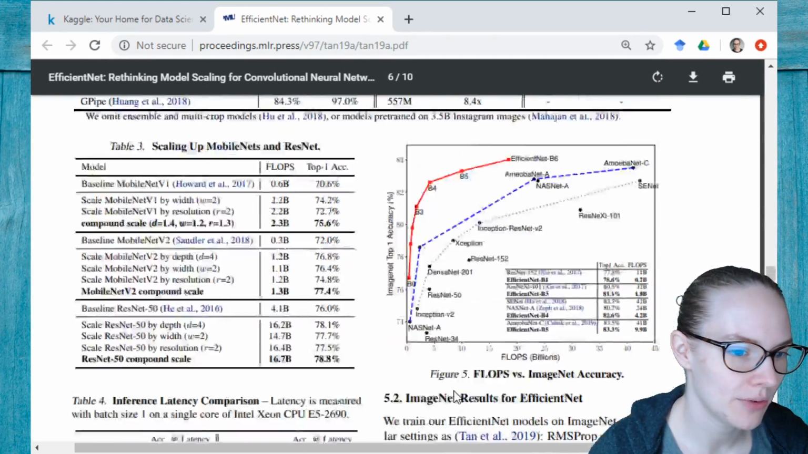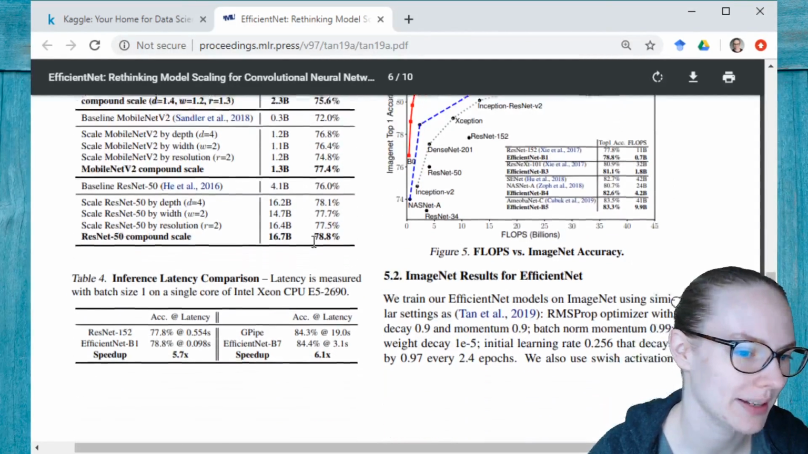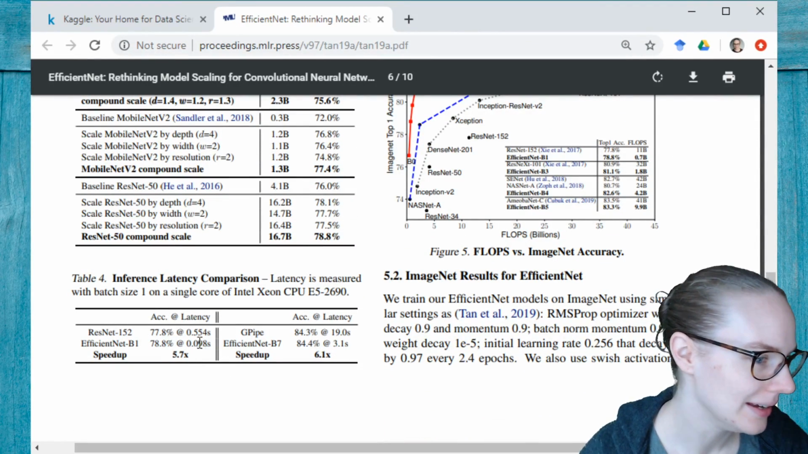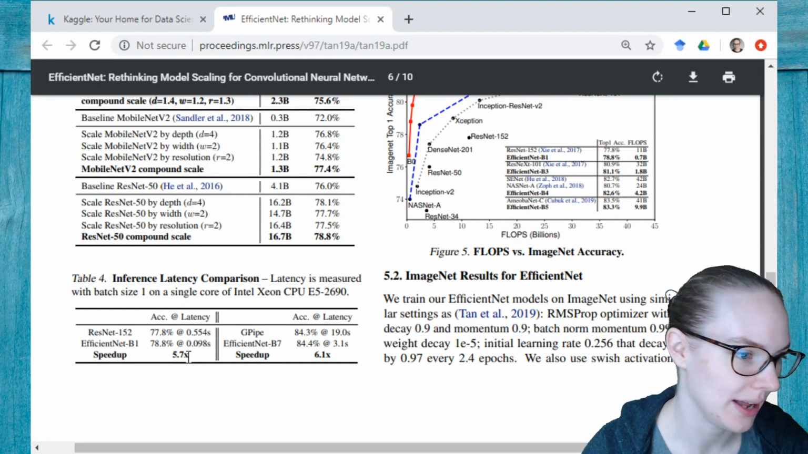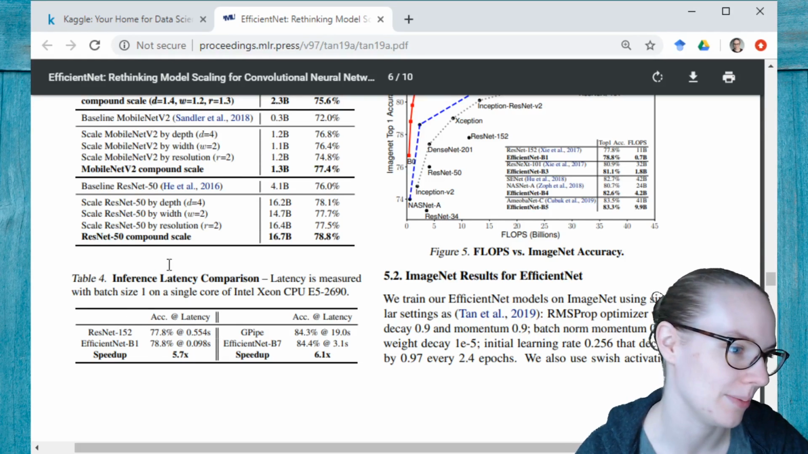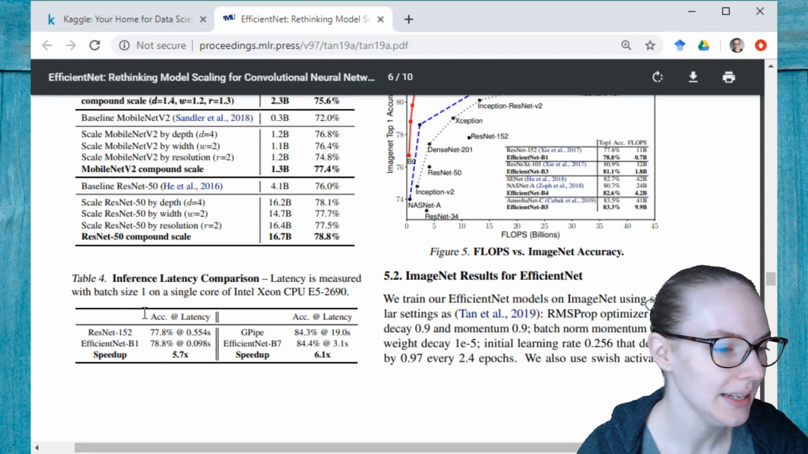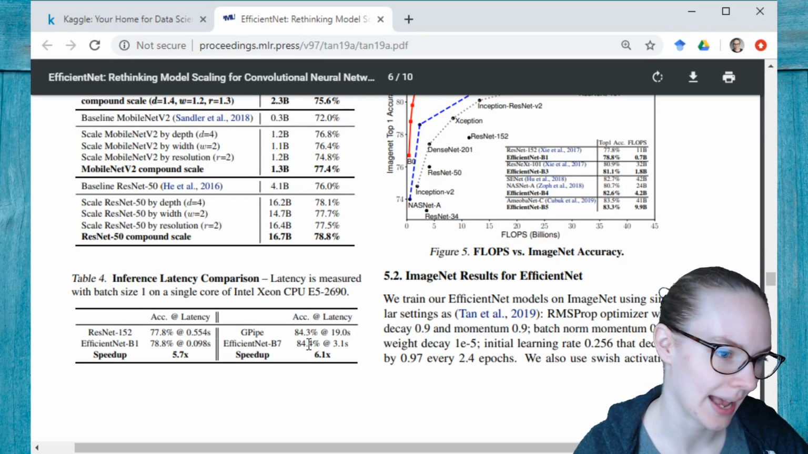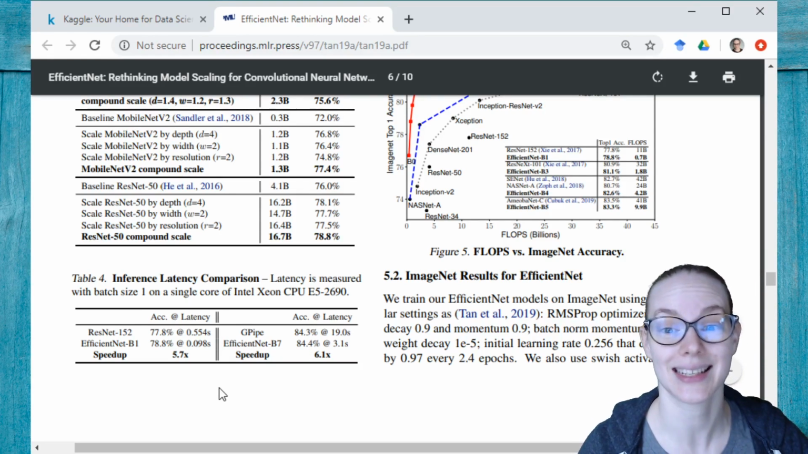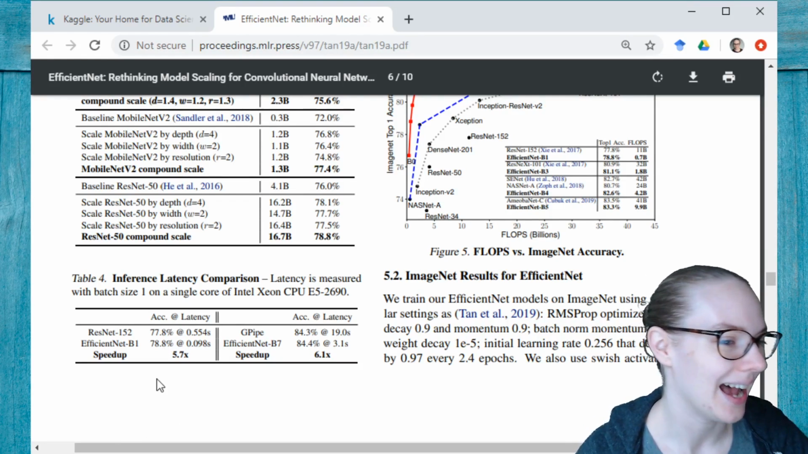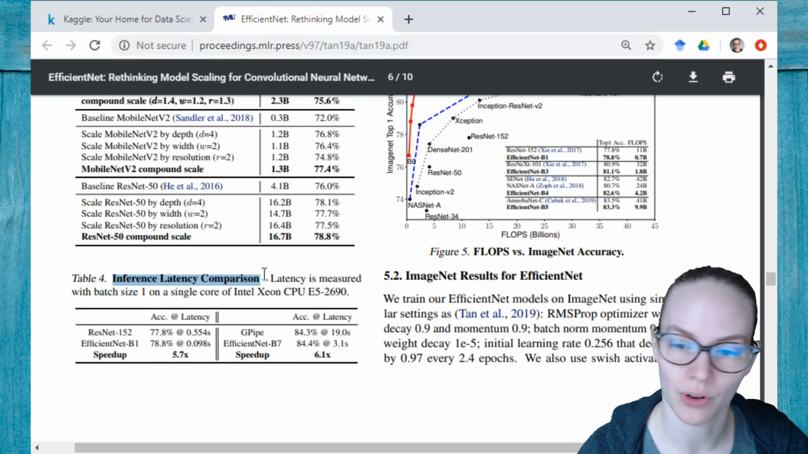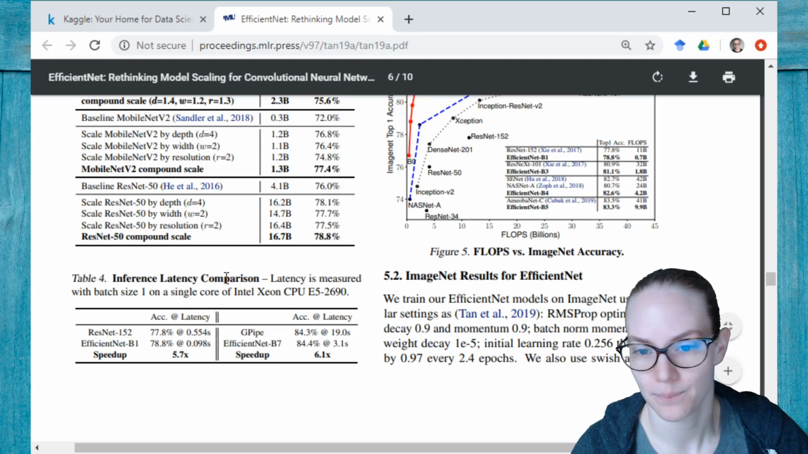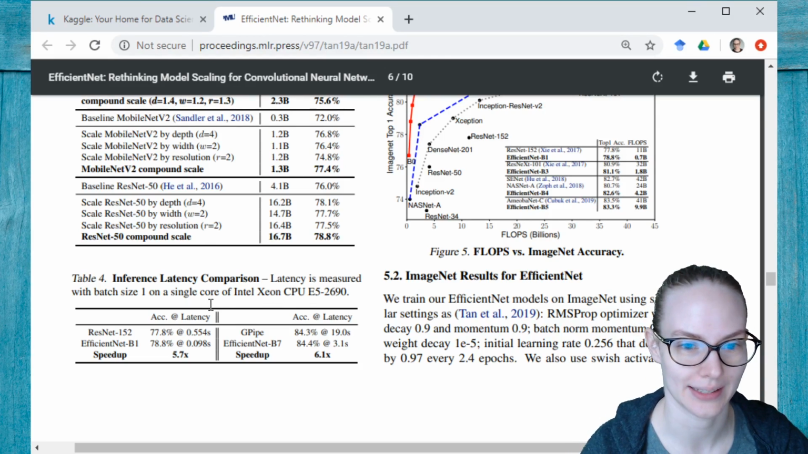And then table 4, which we haven't gotten to yet, but we might as well just look at it, shows that EfficientNet has a 5.7 times speedup, the little one, as opposed to ResNet 152. And as opposed to GPipe, it has a 6 times speedup, not 6%. So much faster at inference time, which is helpful if you are trying to do things on a mobile or embedded system that has to happen very quickly.